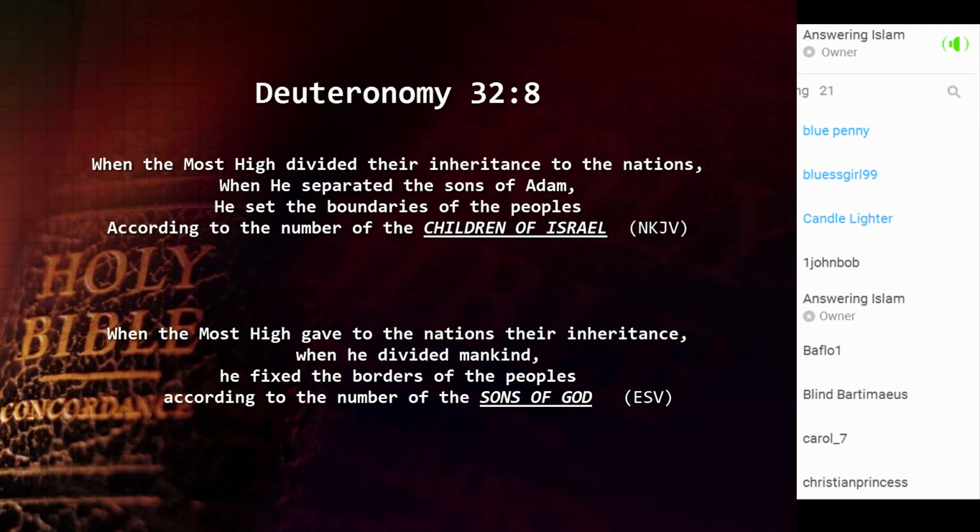Now, first of all, we need to talk about a variant reading. The difference is that the New King James Version says that the nations were divided according to the number of the children of Israel. ESV says that God divided the nations according to the number of the sons of God. So did God divide the nations according to the number of the children of Israel? Or did he divide the nations according to the number of the sons of God?